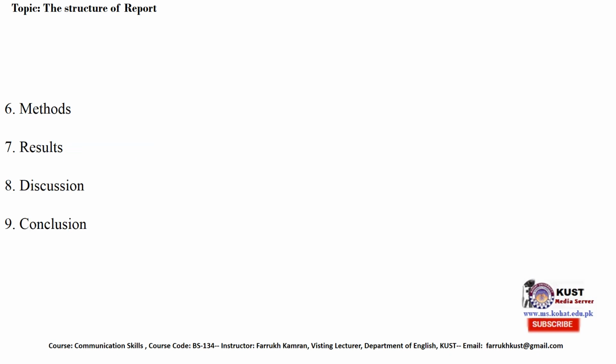The sixth important element is methods. Information under this heading may include a list of equipment used, explanations of procedures followed, relevant information on materials used, including sources of materials and details of any necessary preparation, reference to any problems encountered, and subsequent changes in procedure.